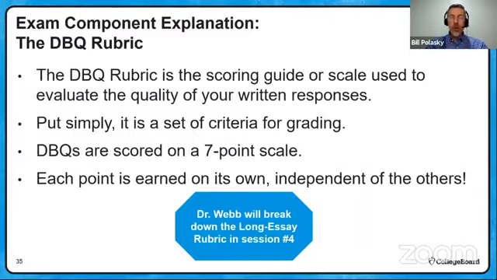In general, the rubric is the scoring guide or scale that's going to be used to score your work. It's scored on a 7-point scale. All document-based questions are scored that way, 7 being the highest, 1 being the lowest, and each point is earned all by itself, on its own. That'll be important a bit later on.